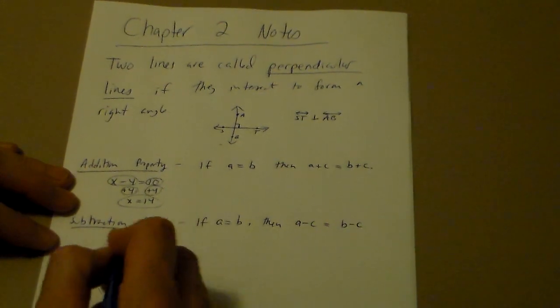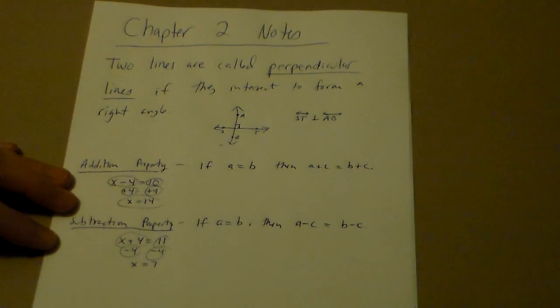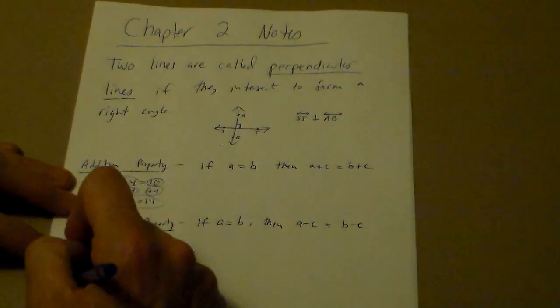Why? I started off with two things that were equal. I subtracted the same thing from both sides. What I got was something that was equal. Okay? So if we have addition, we have subtraction. You know what's coming next.